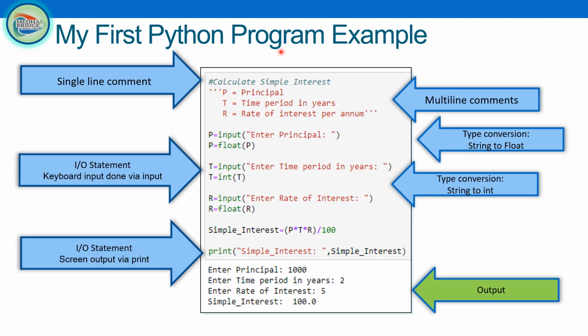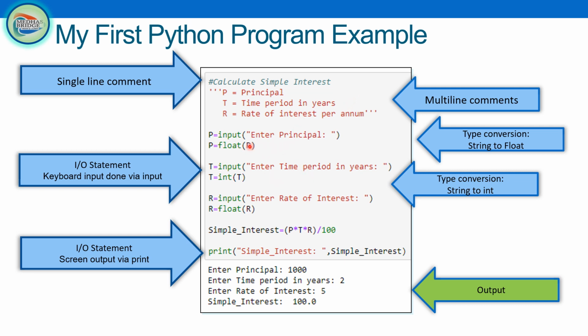Here is my first sample program. To calculate simple interest, we need three inputs: principal, time period, rate of interest. My intention here is not to show how to write a program. However, there are a few takeaways. For code readability, we can add single line comments or multi-line comments. Comments are not executable statements. The interpreter reads and ignores them. We can add comments only for our reading and understanding of the code snippet.